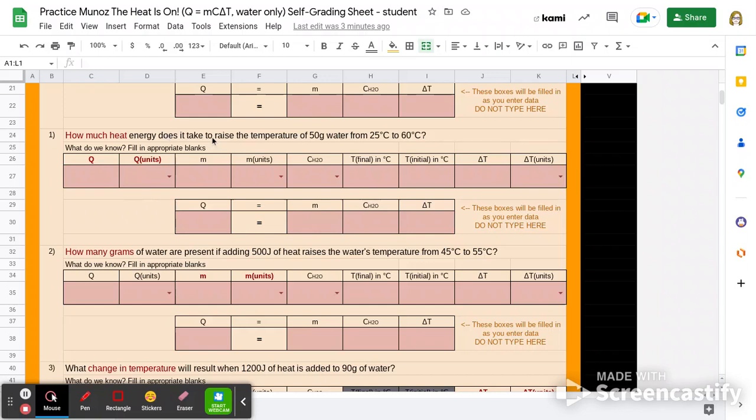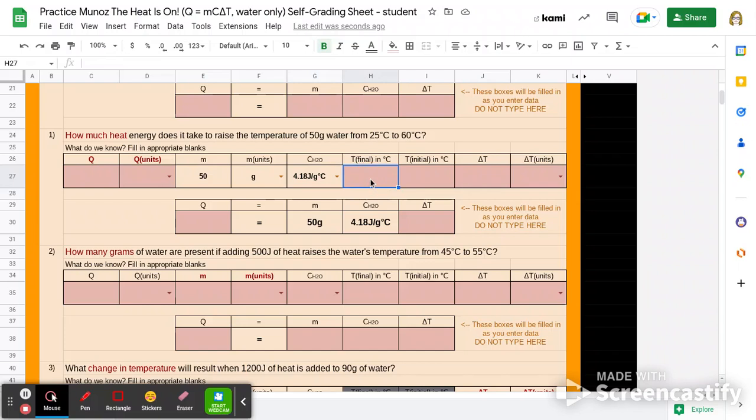We read the question. It says, how much heat does it take to raise the temperature of 50 grams of water? So we're going to put 50 in for M, and then our unit is going to be g. Now C is specific heat. In all the things we've done so far, the specific heat of water has been 1, but this assignment is mainly working in joules for heat, and the specific heat of water when working in joules is 4.18. So your only option is 4.18.